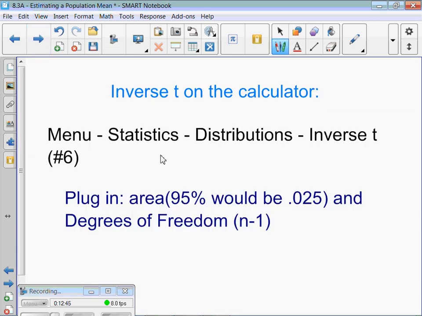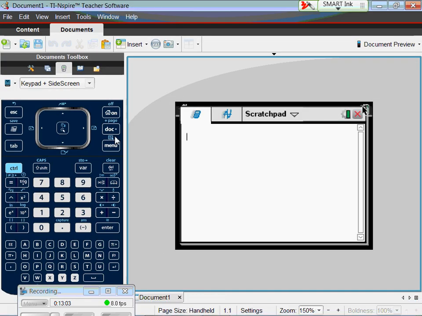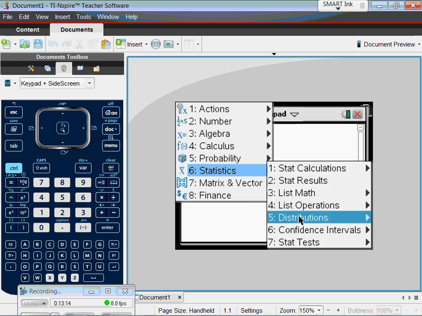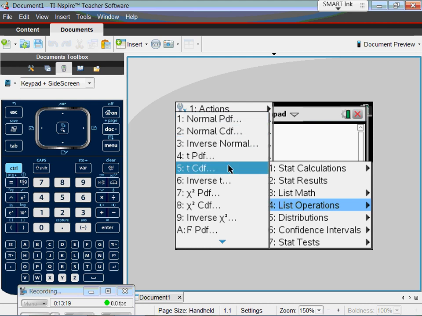All right, inverse t on the calculator, you guys. This is a better way to do it, just like inverse norm. You can use table A for the z star too, but I always just use my calculator because that's me, and you just get in the habit of it. I don't know. Either way is fine. So basically, we want to go to, if I can find my calculator. Menu, statistics, distributions. Okay, just like where we find all our other distributions stuff. And we want to go to inverse t.